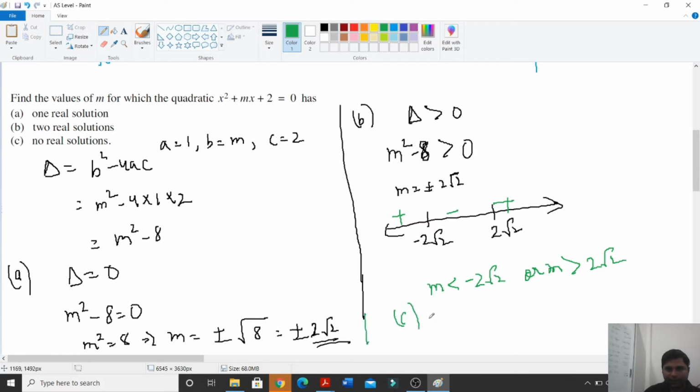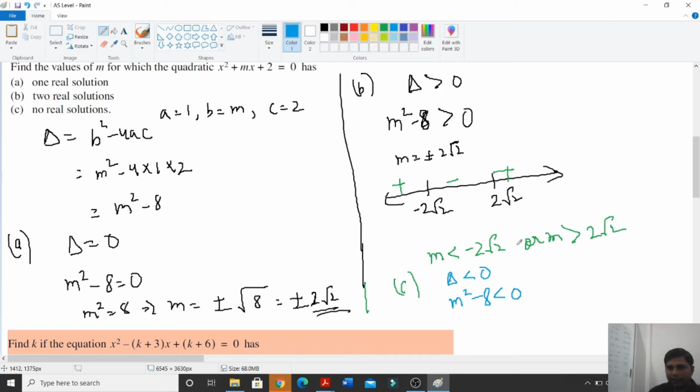Now part C is no real solution. No real solution happens when delta is less than 0. So it means m square minus 8 less than 0. Again, we already have found out the value of m, that is plus minus 2 root 2, and the sign diagram we have drawn here. For m square minus 8 less than 0, we will take the negative interval. So it means m value should lie between minus 2 root 2 and 2 root 2. That's the answer. Is that clear?